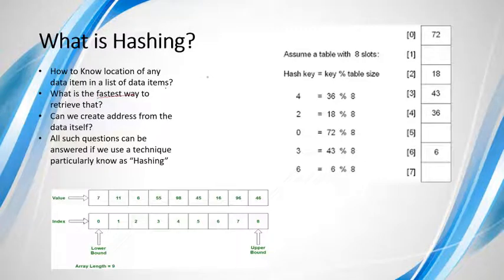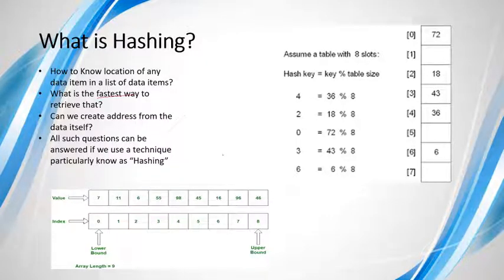Usually to search for an item we search element by element, or use binary search. But how can we search directly for that item, whether it is there or not? Also, another question asks: can you generate some address so that I can directly go to the particular location of the item? This kind of question can be answered using the concept of hashing.